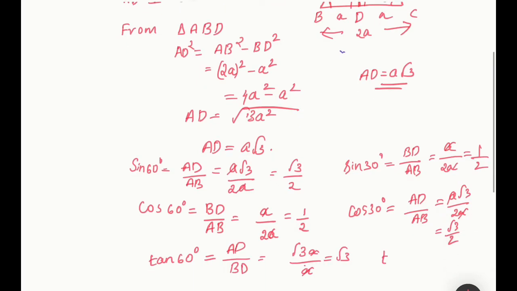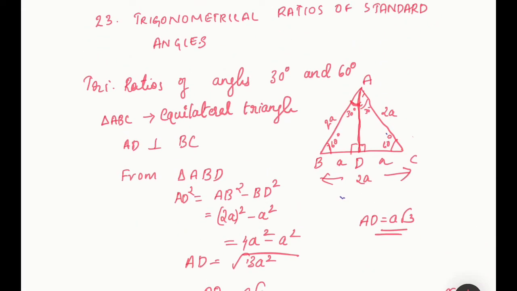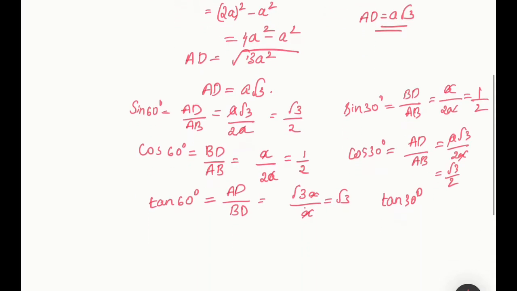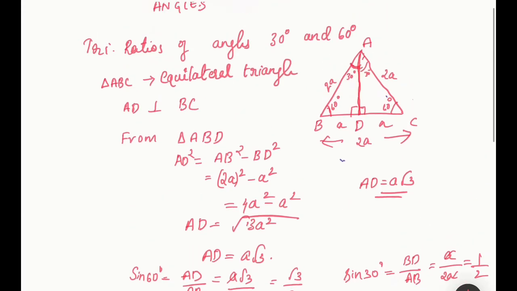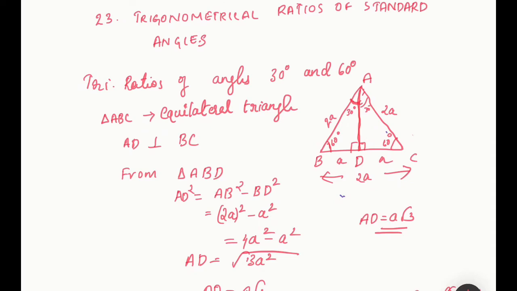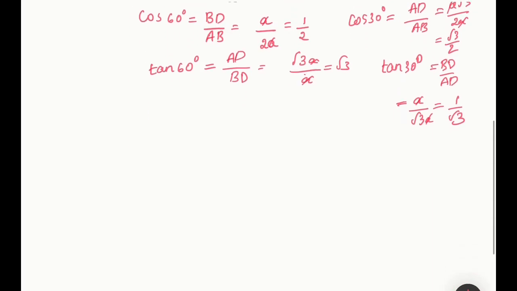Okay. Similarly tan 30. What is tan 30? You get tan 30 is BD by AD, that's equal to A by root 3 A. Cancel. So finally you will get 1 by root 3. So on, you can find it out. So it is clear to you now how we are getting the values of 30 and 60, right? Now I'll show you the complete table afterwards. So this is how you will find out the answer. So in order to find out the standard values for 30 and 60 degrees, you can take it from an equilateral triangle and find it out.